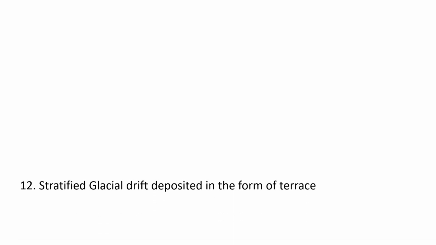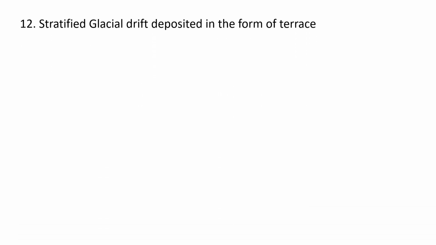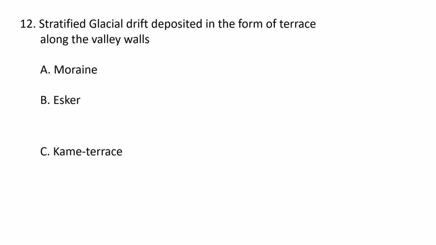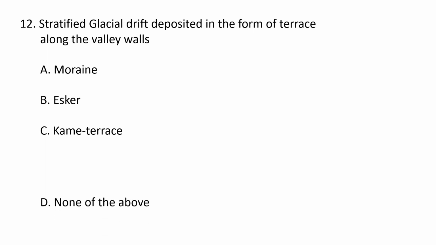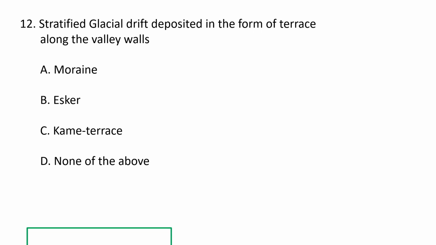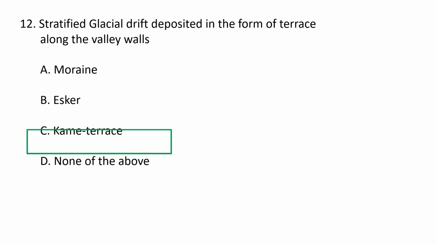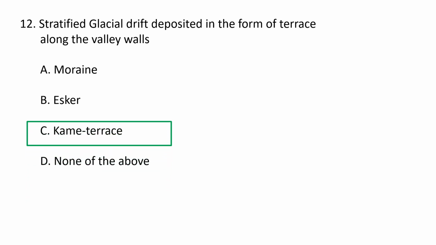Next question. Stratified glacial drift deposited in the form of a terrace along the valleys is A. Moraine, B. Esker, C. Kame terrace, and D. None of the above. Stratified glacial drift deposited in the form of a terrace along the valley walls is a kame terrace. So C, kame terrace, is the correct option. A kame terrace is a terrace of stratified sand and gravel. These are deposited by the streams between a glacier and an adjacent valley wall.